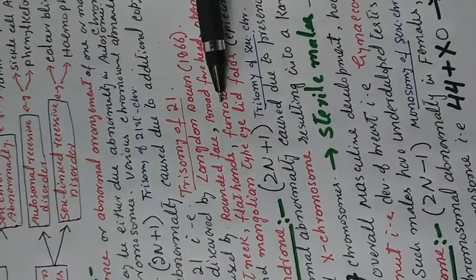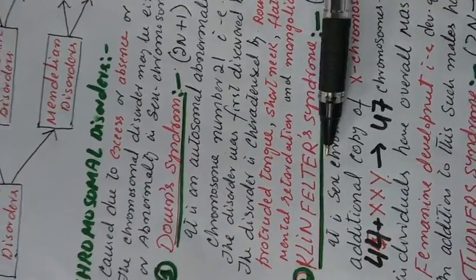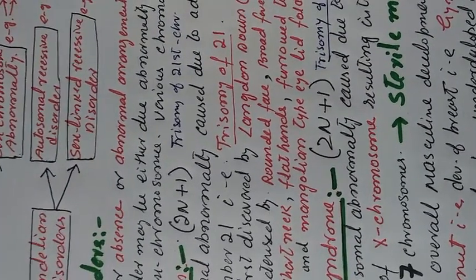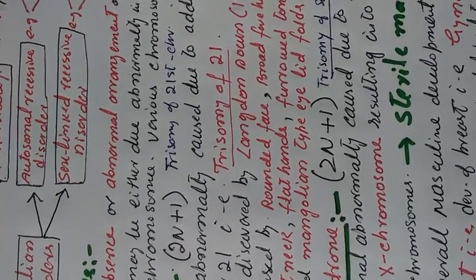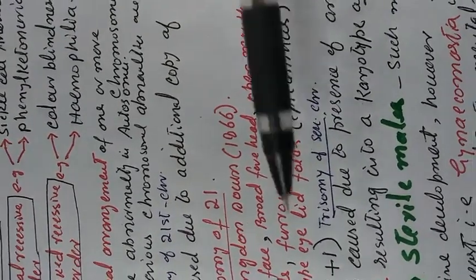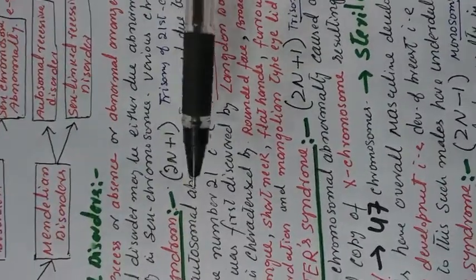In addition to these symptoms, the person suffering from Down syndrome always has mental retardation, and there are Mongolian type eyelid folds, which is also termed epicanthus, meaning Mongolian type eyelid folds. Now these are the characters of Down syndrome.